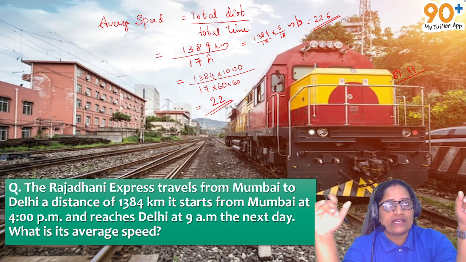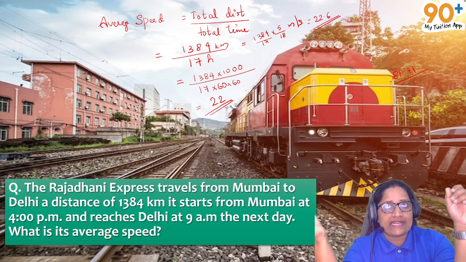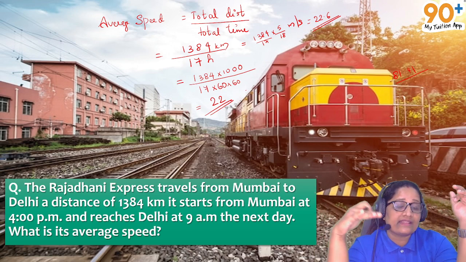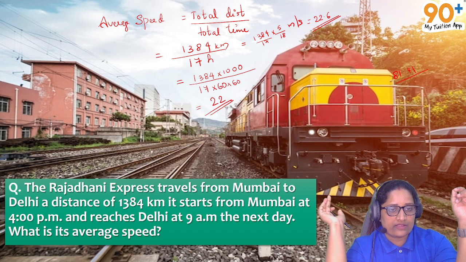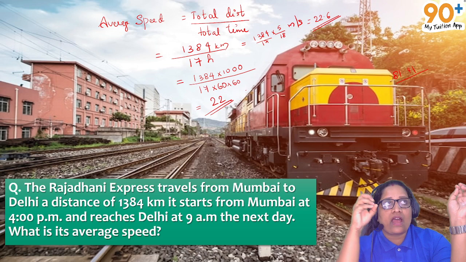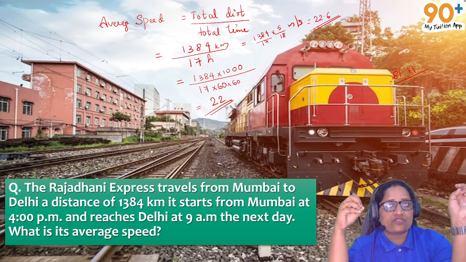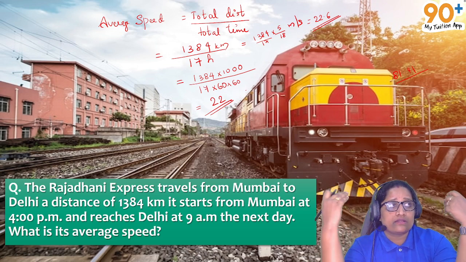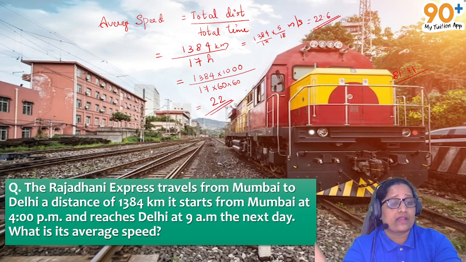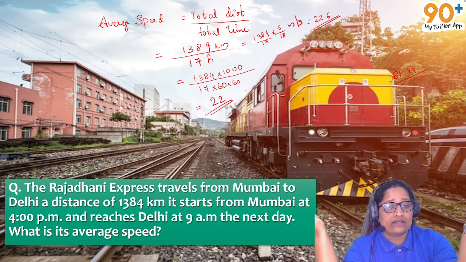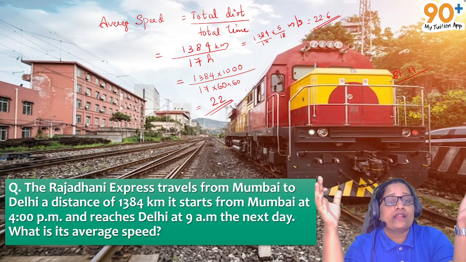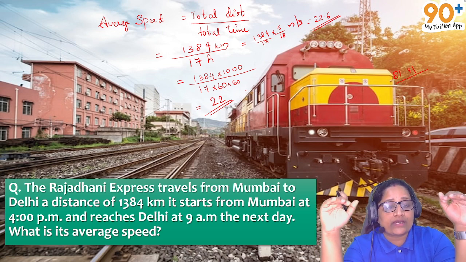Here it reached only 1384 kilometer, so definitely its speed must be less than 100. So we have that average value. A train has to halt at stations, so it cannot maintain a complete speed of 100 all the time. That is why we use the total values, which means the average value. Average speed is equal to total distance divided by total time taken.